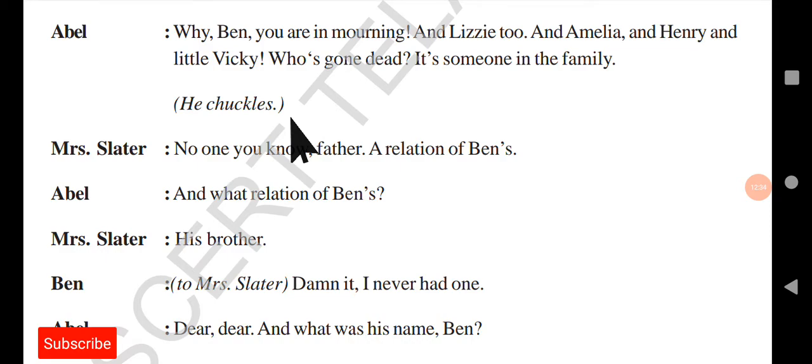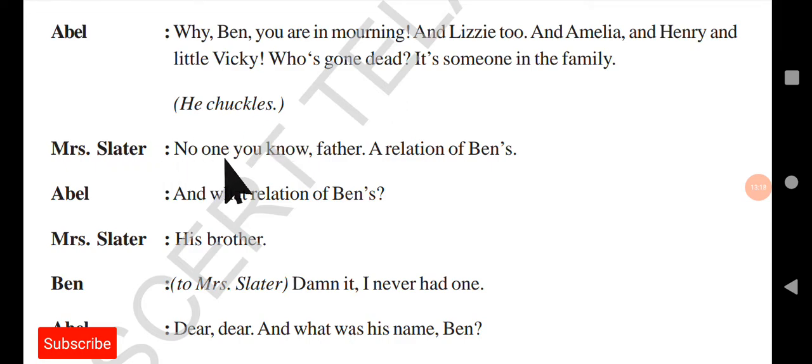Usually in Western countries, if someone dies, people come to the death ceremony wearing black clothes, black dresses and all. In India we don't see such things. Only some people of rich families wear white dresses. But in Western countries they wear black dresses to show that they are in a sad situation. So immediately, looking at their appearances, Abel Meriwether understands that someone is dead. Since they are wearing black, he asks who is dead.